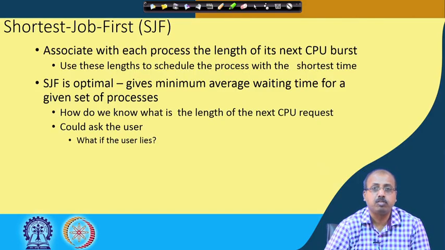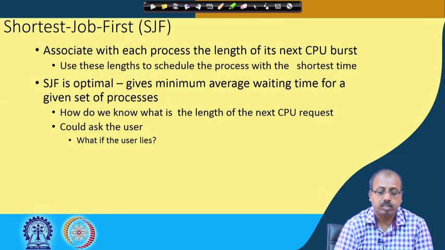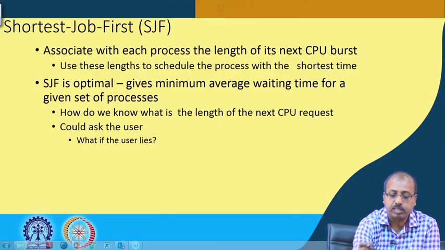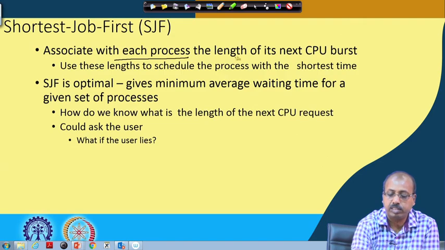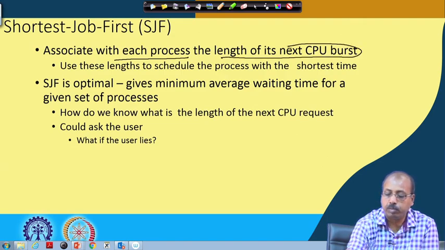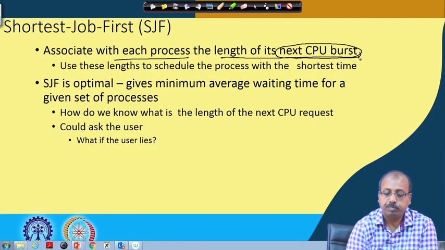As the name suggests, we do the shortest job first. From the name we can understand that if there are a number of jobs in the ready queue, the job to be selected next for execution is the one that has the shortest CPU burst size. With each process, we attach the length of its next CPU burst, and then we use this length to schedule the process with the shortest time. Whichever CPU burst is the smallest, we take it.